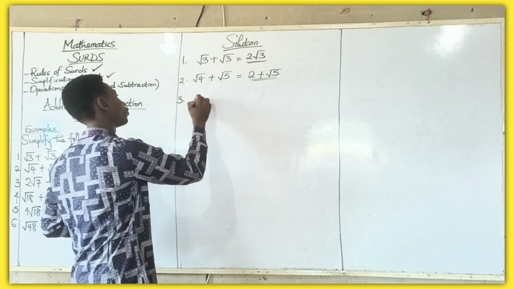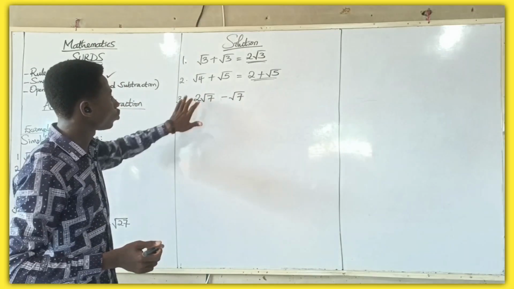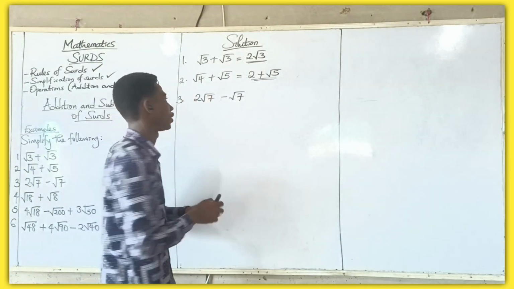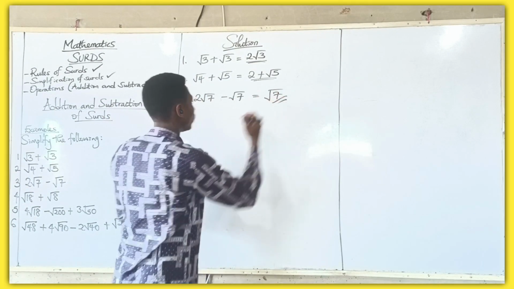Number 3, we have 2√7 minus √7. Basically, what we have here is 2√7 minus 1√7. 2 minus 1 is 1, and our answer is just 1√7, which is √7.